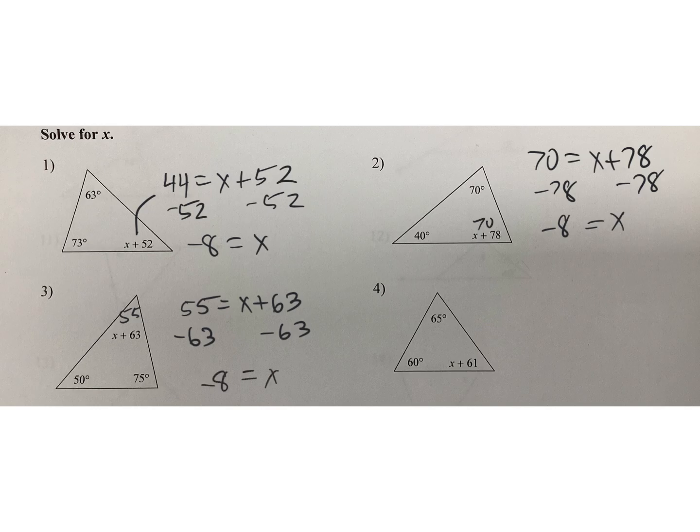Number 4, 180 minus 65 minus 60. That's going to give you 55 degrees. So 55 is equal to x plus 61. Subtract the 61, x equals -6.